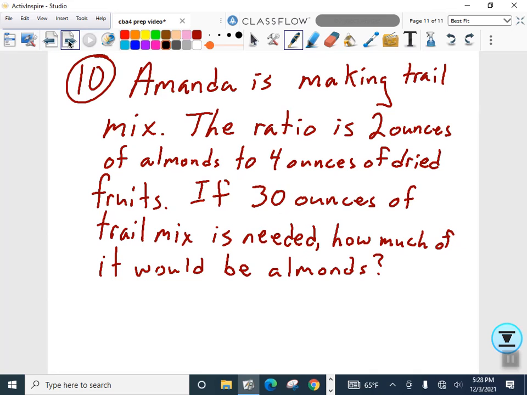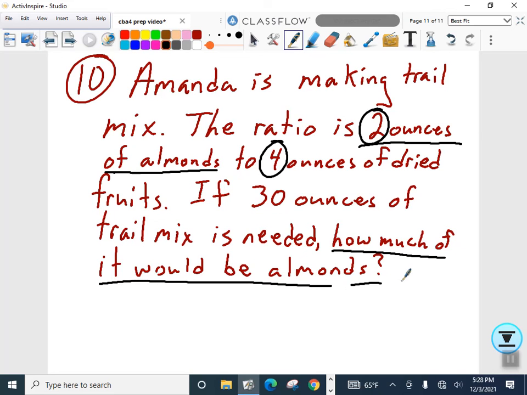And number 10. So Amanda is making trail mix. The ratio is 2 ounces of almonds to 4 ounces of dried fruits. So there is a total of 6 ounces. But only 2 ounces are almonds. Now we want to know how much would be almonds.